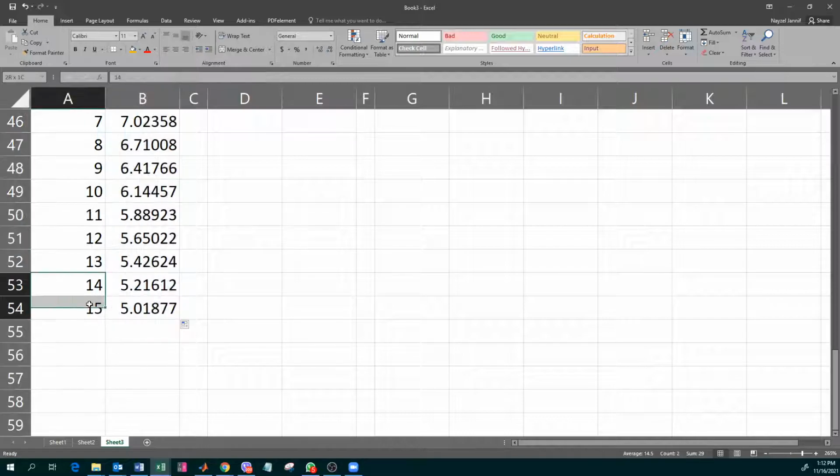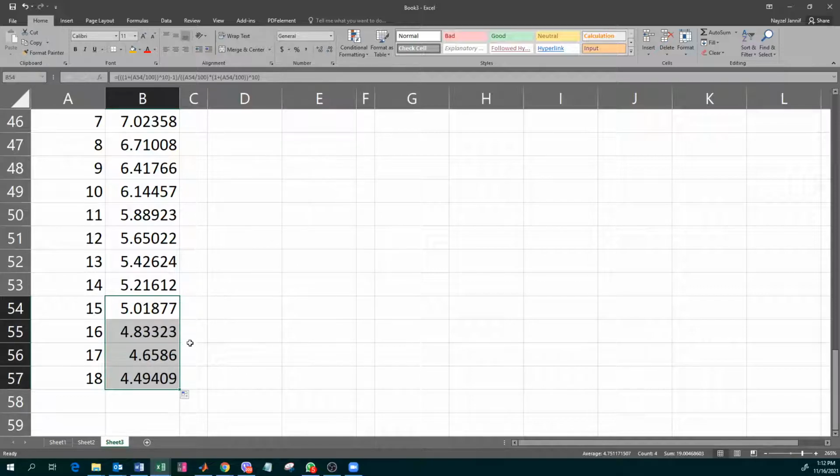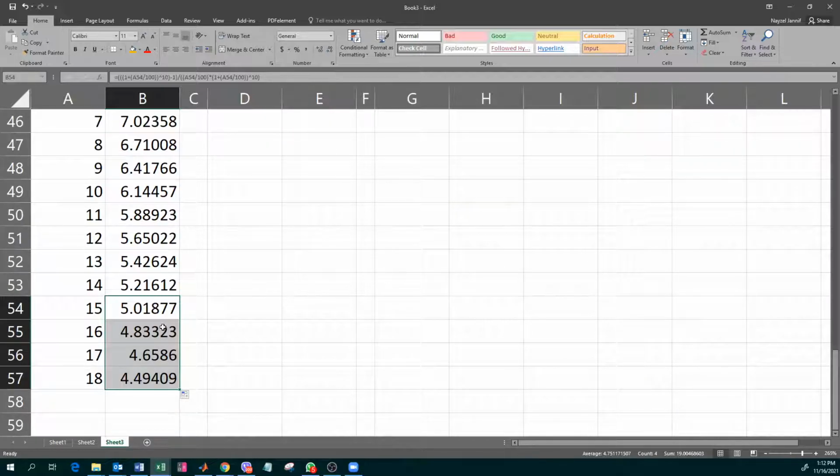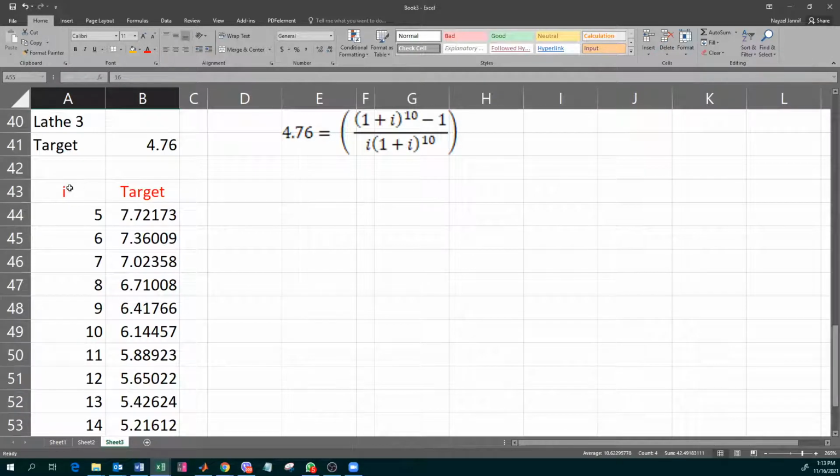$4.76, still not yet, guys. Oh, wow. Let's go to 18. Right, so it's somewhere between. Where is it sitting between, guys? It's sitting between 15 and 16%. Where would 4.76 be? Oh, it's sitting between 16 and 17%. Yeah, it's sitting between 16 and 17%.